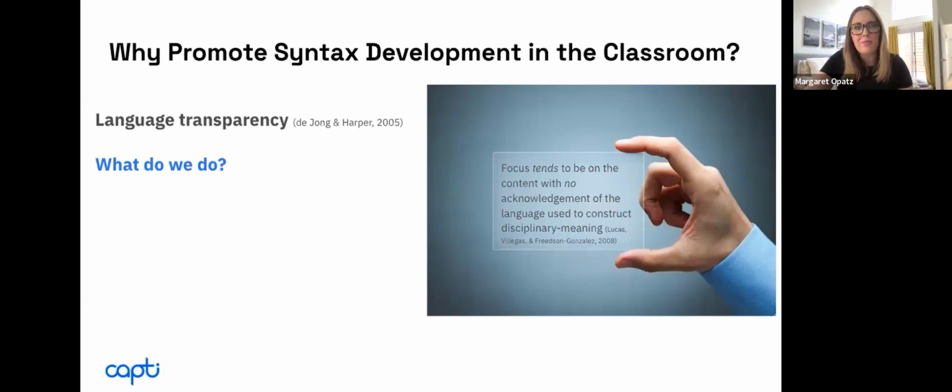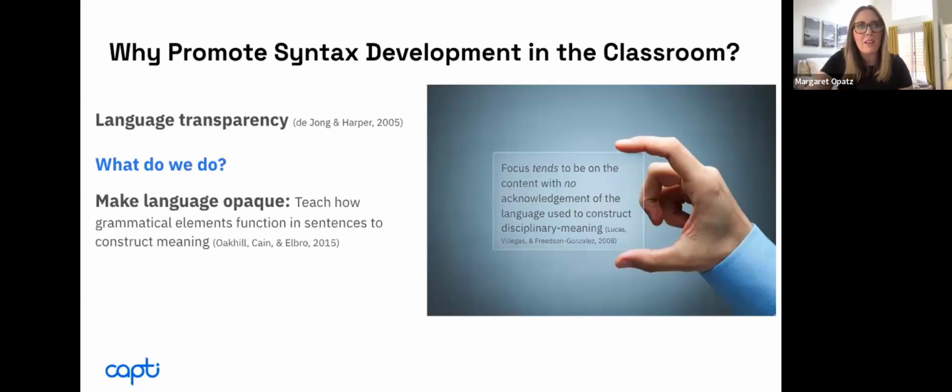So this is a problem, and what we should do about it is make language opaque. Make it so that we can see it. We have to be able to see the construction of the language in order to be able to support students in doing the same thing. And this will really help in constructing meaning. So basically, to do this, we have to teach those grammatical elements that construct sentences. And I think the biggest reason for really making language opaque is so that we can move beyond asking students, well, does it sound right?